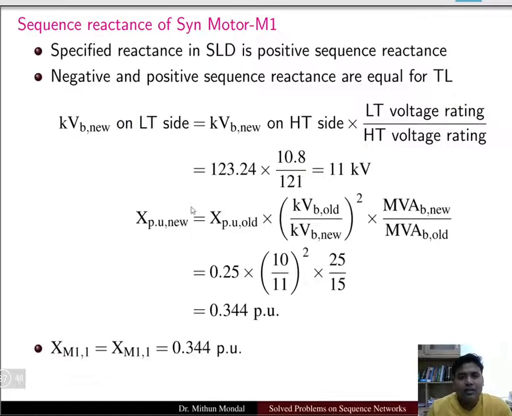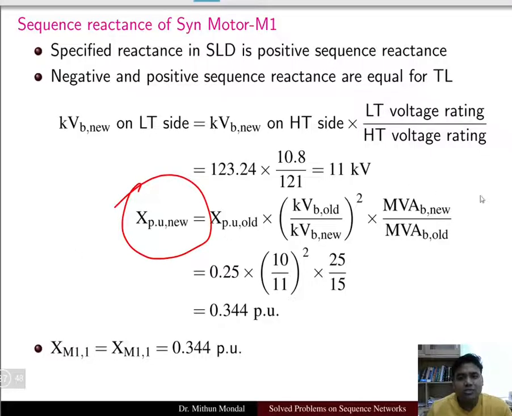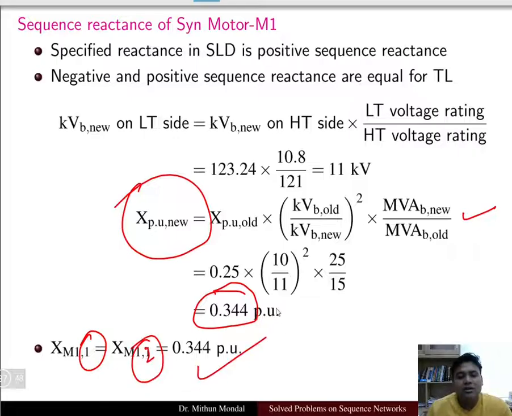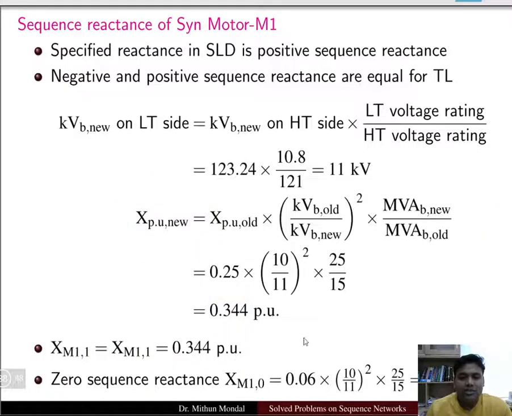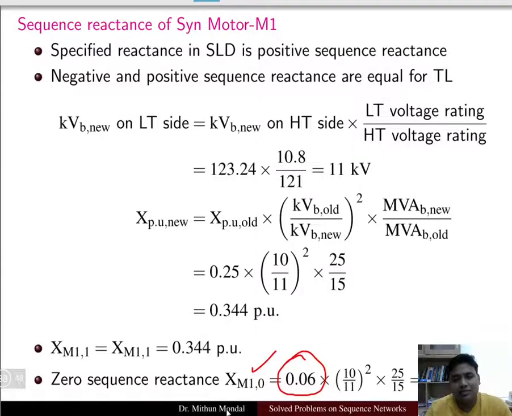Then you have to obtain the new per unit reactance using the standard formula, which will give you 0.344 per unit. Since it is a synchronous motor, the positive and negative sequence reactances will be equal, which is 0.344 per unit, and only the zero sequence reactance we have to calculate, because we have been given 0.06 per unit as the actual zero sequence reactance, and it has to be converted into the per unit value depending upon the new base and new power.